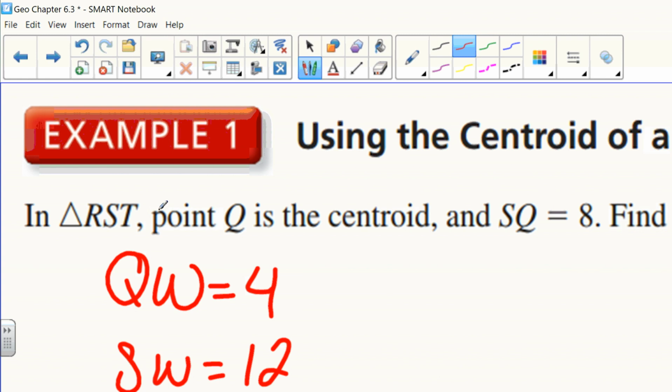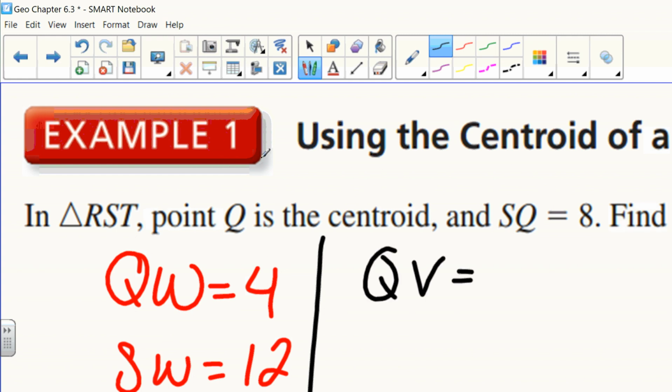We don't have to use the 1/3 and 2/3 to find it, because if I know the two parts, we can get the whole. Why don't we go on and find the other lengths, because they did give it to us. Because they told us RQ is 10. So what's QV going to be? 5. And RV is 15.